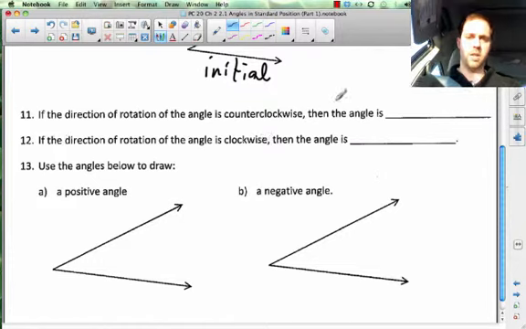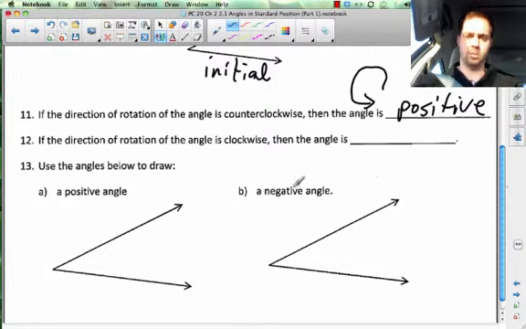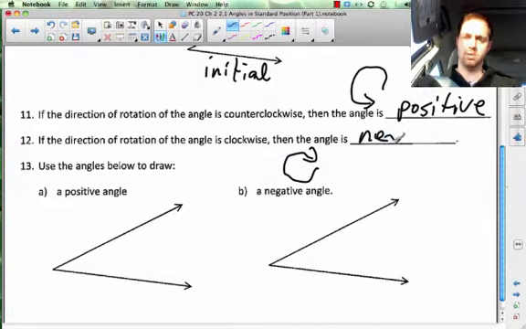If the direction of rotation of the angle is counterclockwise, meaning we go that way, then the angle is considered positive. I'm guessing you can understand what goes in the next blank there. So this would be if the angle goes that way instead, so that's clockwise, and those are referred to as a negative angle.